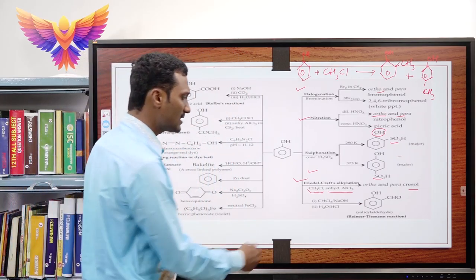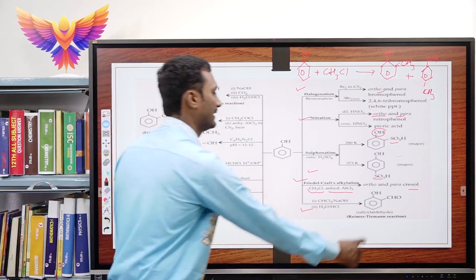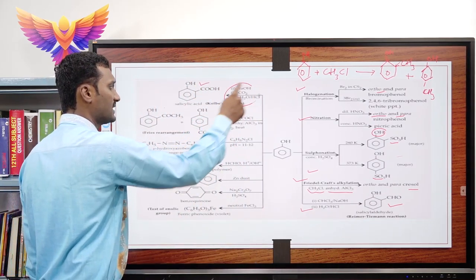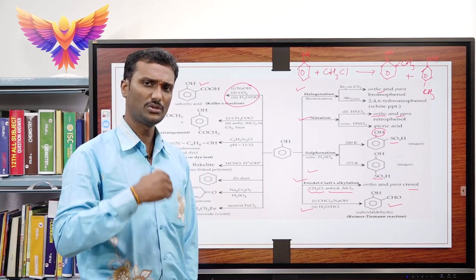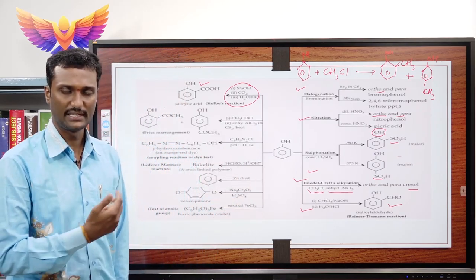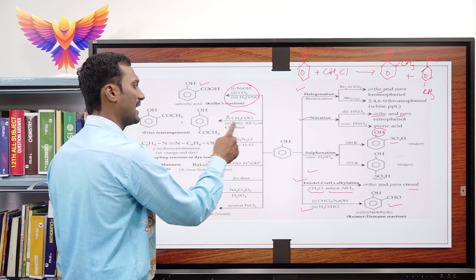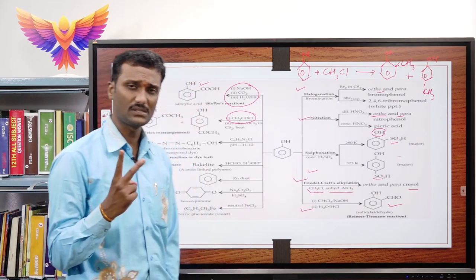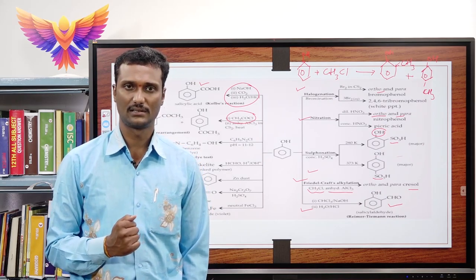And just now we learned about the Reimer-Tiemann reaction, where we get salicylaldehyde, and also salicylic acid. By seeing the reactants and reagents, you should find what the products are and what the name of the reaction is. Now you can observe here we are using an acyl chloride. Friedel-Crafts reactions have two types: one is alkylation and one more is called acylation.